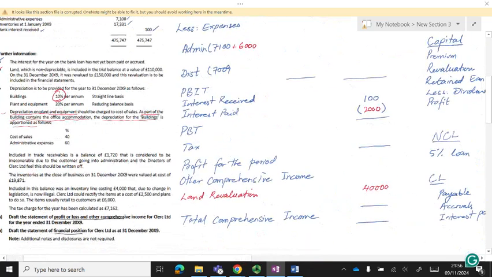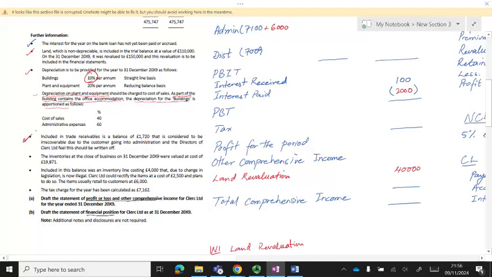Next, note number 4, included in the trade receivables is a balance of 1720 that is considered to be irrecoverable due to the customer going into administration, and the directors of CLERC Limited feel that it should be written off. 1720. And it should be charged to the administration expense.